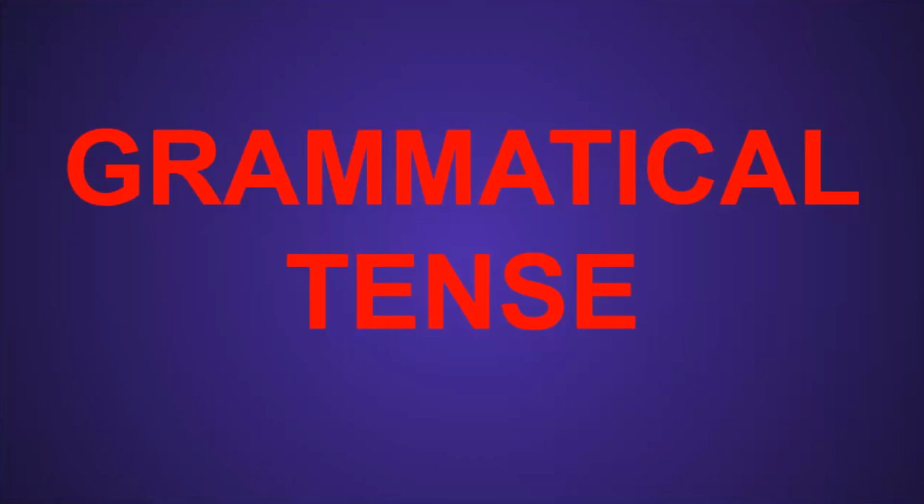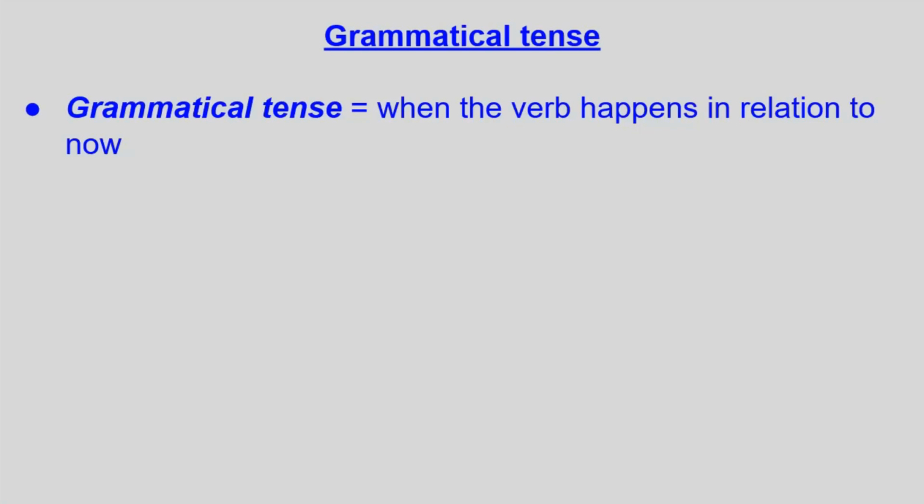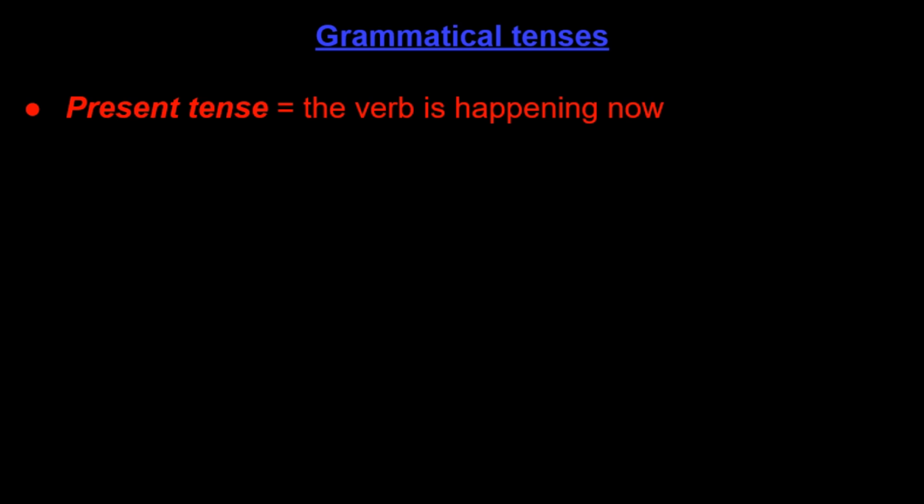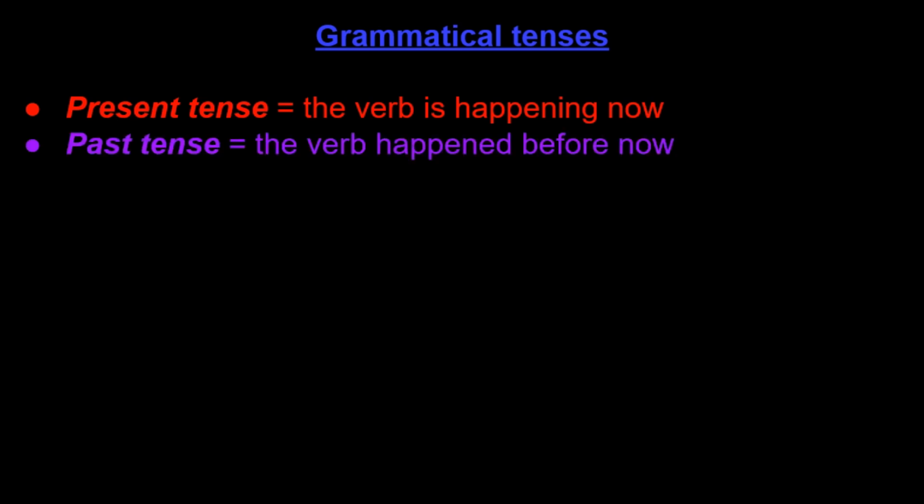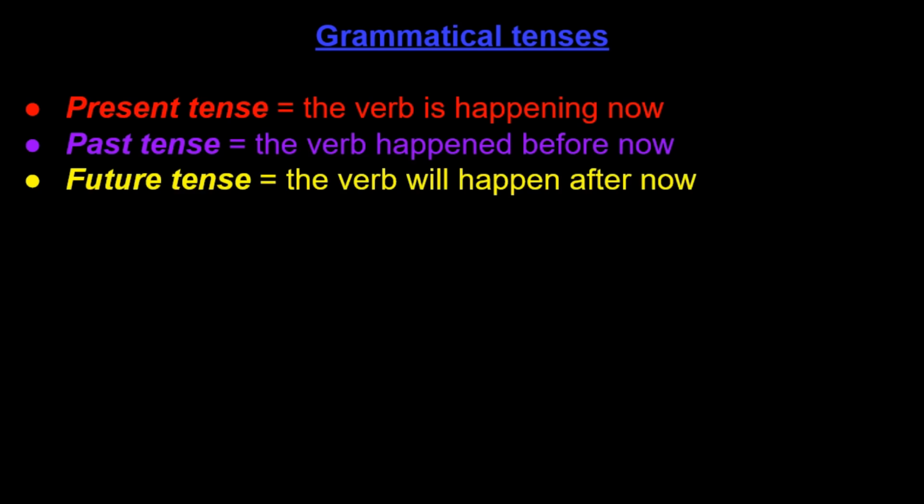Now we'll talk about tense. Tense is an indication on the verb of when it happens in relation to right now. Functionally, there are three tenses. Present tense means it's happening now, past tense means it happened before now, and future tense means it will happen later, and you've probably heard all those terms before in some contexts.